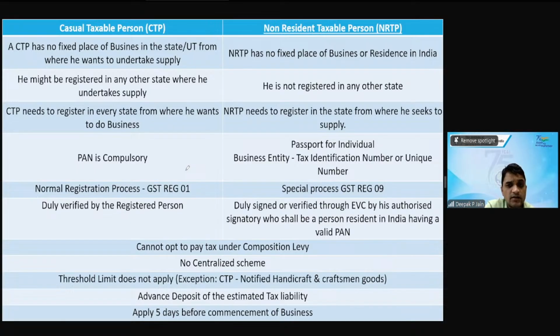Casual taxable person, yes, this is cleared. In short, a CTP goes to another state and an NRTP comes to India from another country.